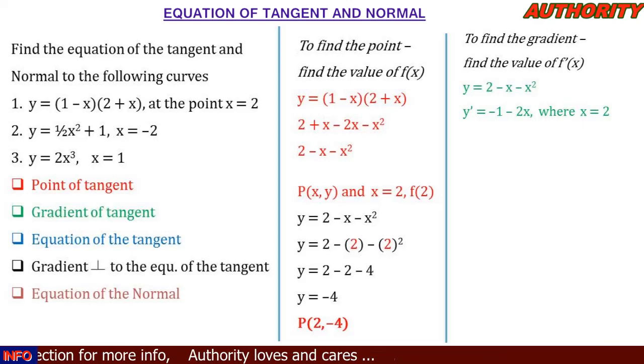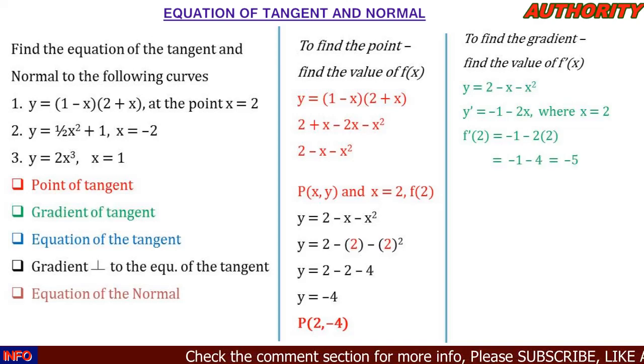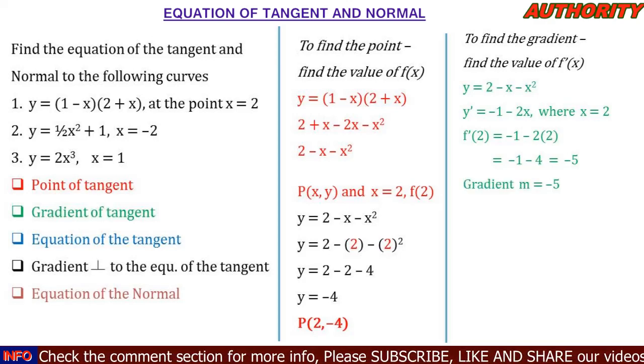So f prime of 2: anywhere we have x in this differentiated function, we replace it with 2. Okay, so here we're going to have f prime of 2 is equal to minus 1 minus 2 times (2). In place of x, we write 2. You get it, right? So here we have minus 1. 2 times 2, we have minus 4. Here we have minus 1 minus 4, which is equal to minus 5. So the gradient m is equal to minus 5.